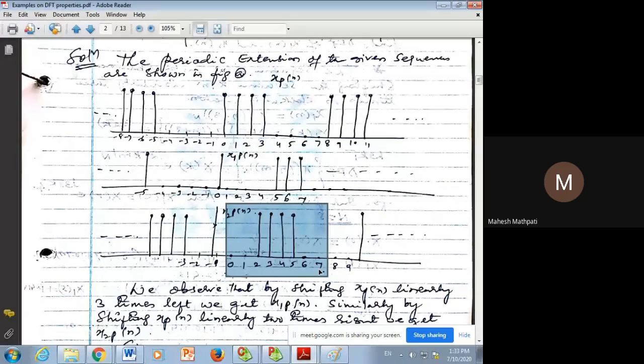Similarly, by shifting xp of n linearly 2 times right, we get x2p of n. Do you all agree with this?